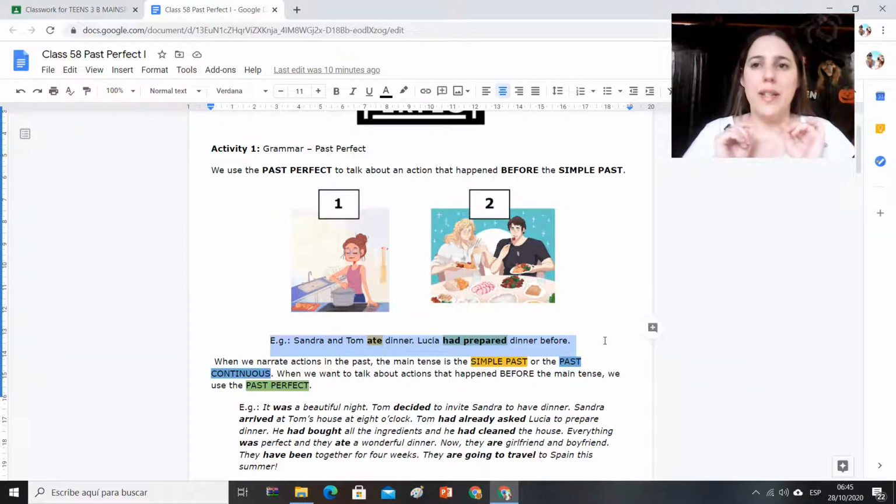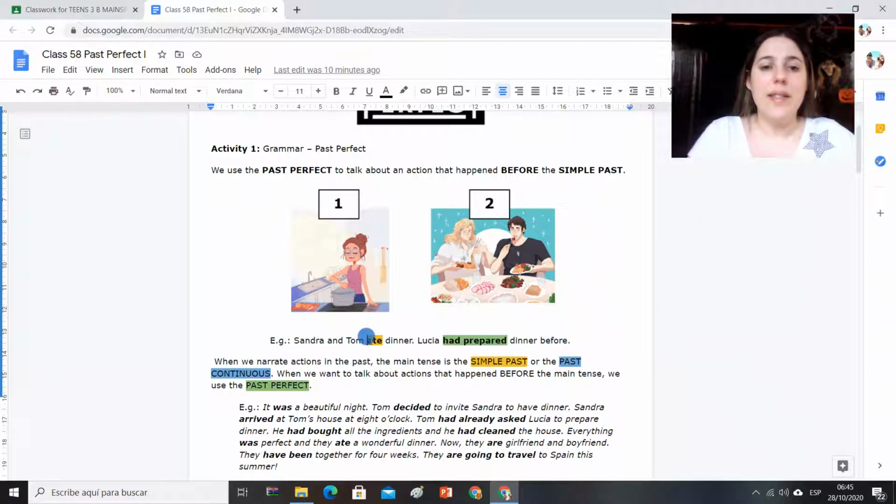Pero como yo utilicé simple past en la primera oración, Sandra and Tom ate dinner, y en la segunda digo Lucia had prepared dinner before, yo me doy cuenta que el orden es el mismo que de las pictures en cómo sucedieron las cosas. ¿Por qué? Porque yo estoy usando simple past for the verb eat, que es ate, and past perfect for the verb prepare. ¿Ok? Ese past perfect me ayuda a identificar qué ocurrió antes de la acción de eat dinner.